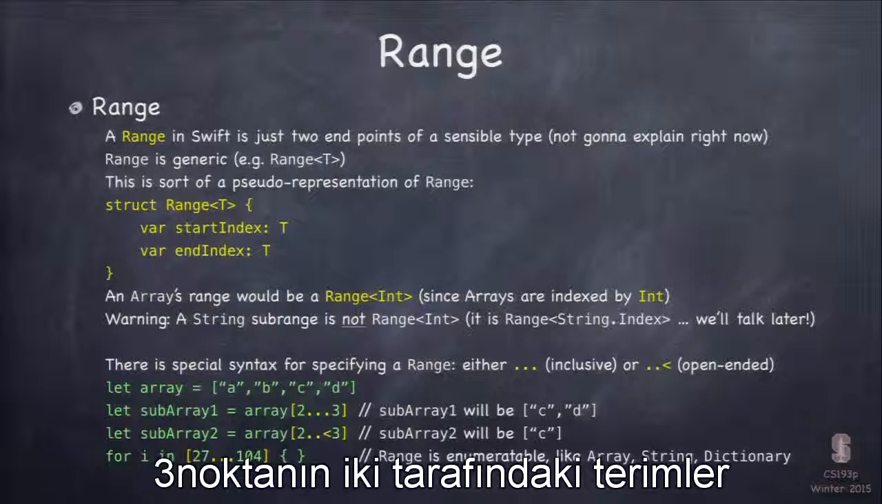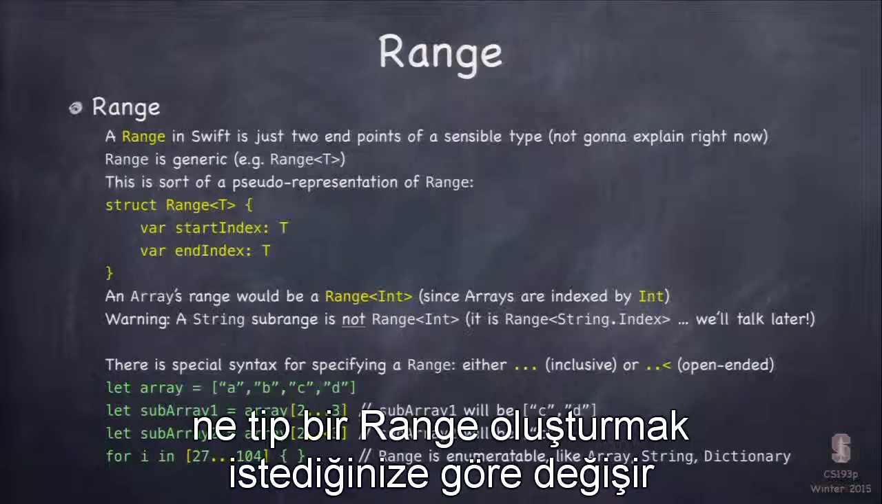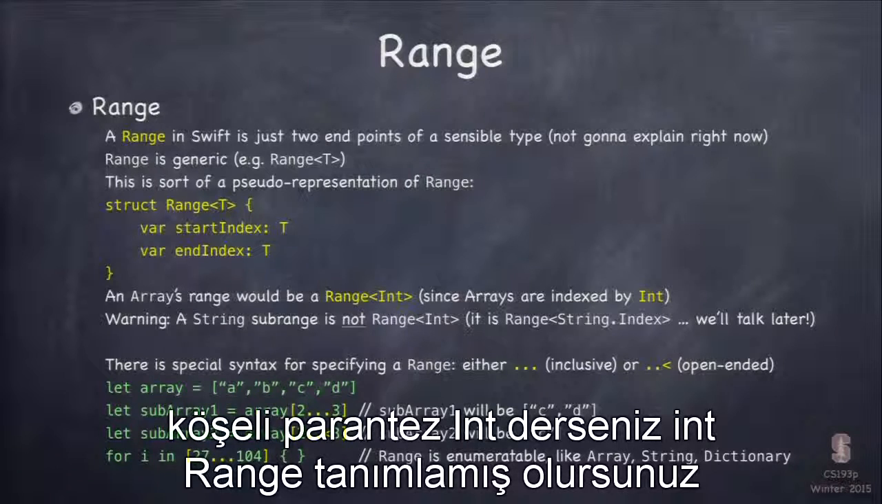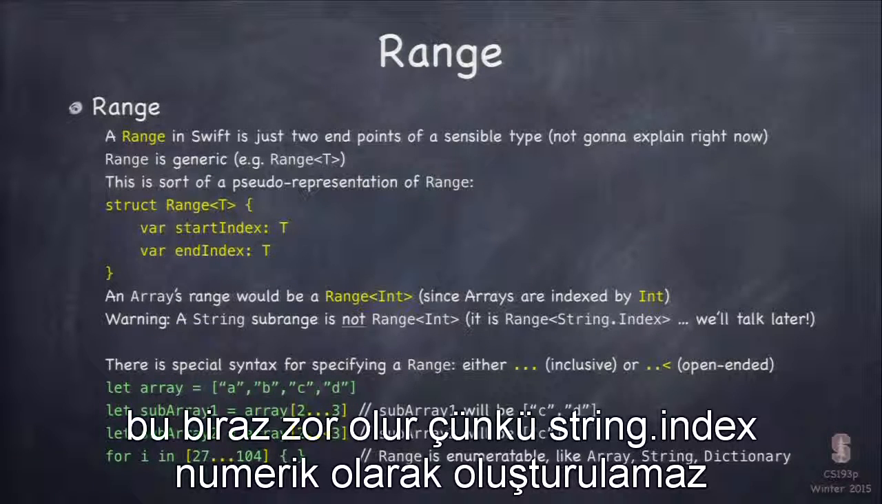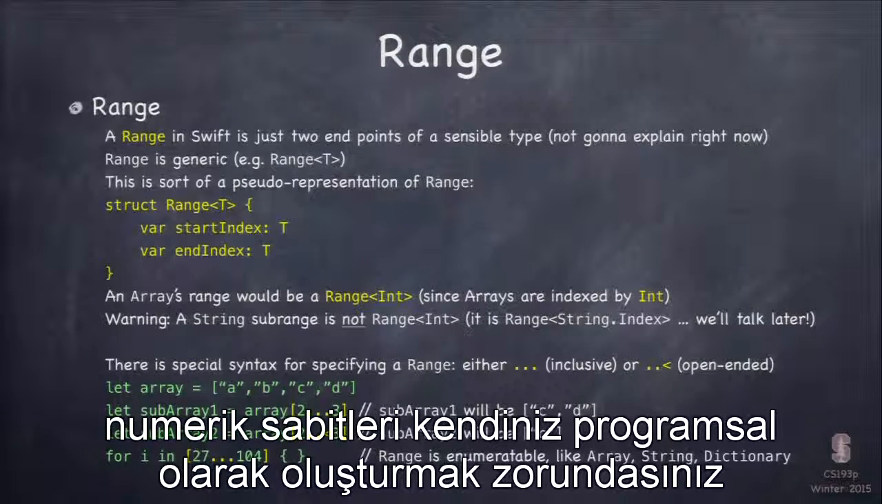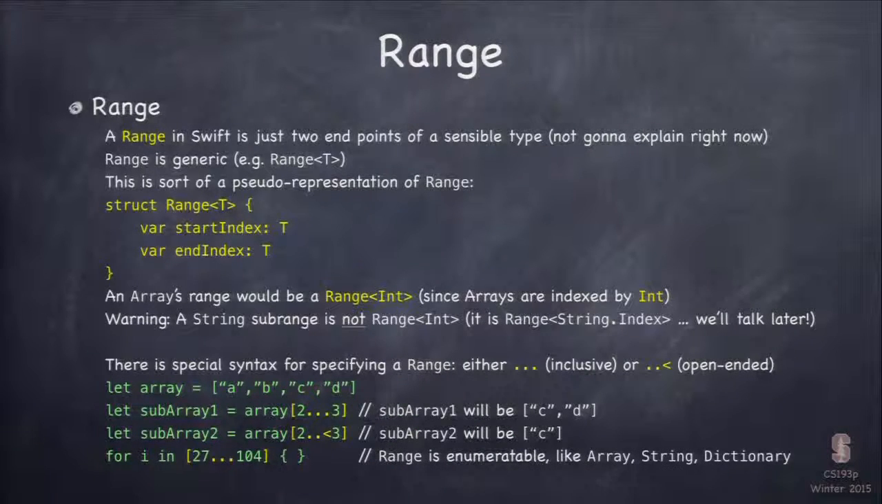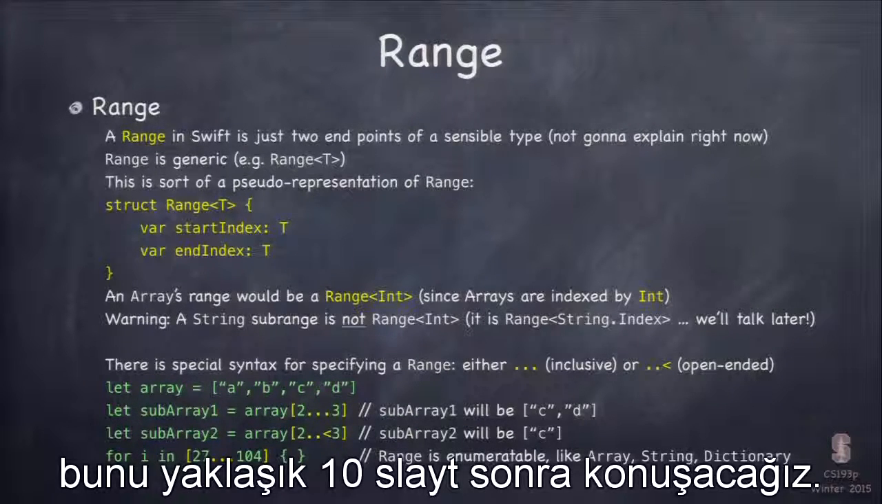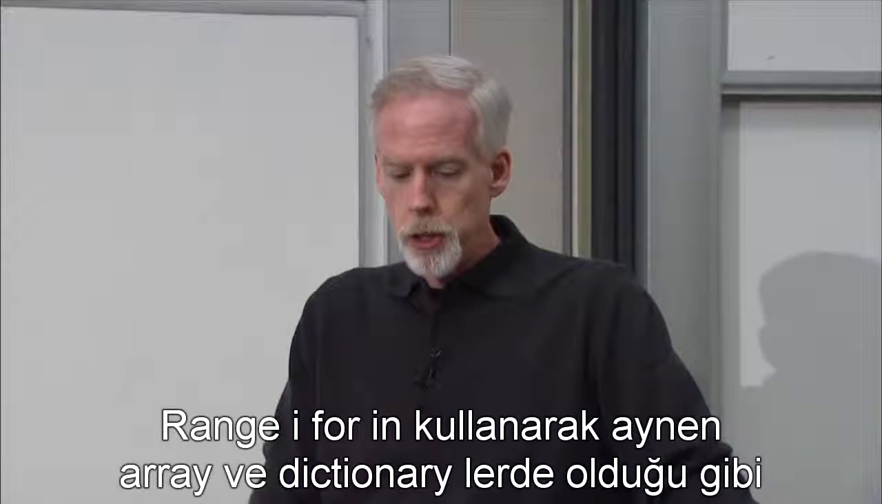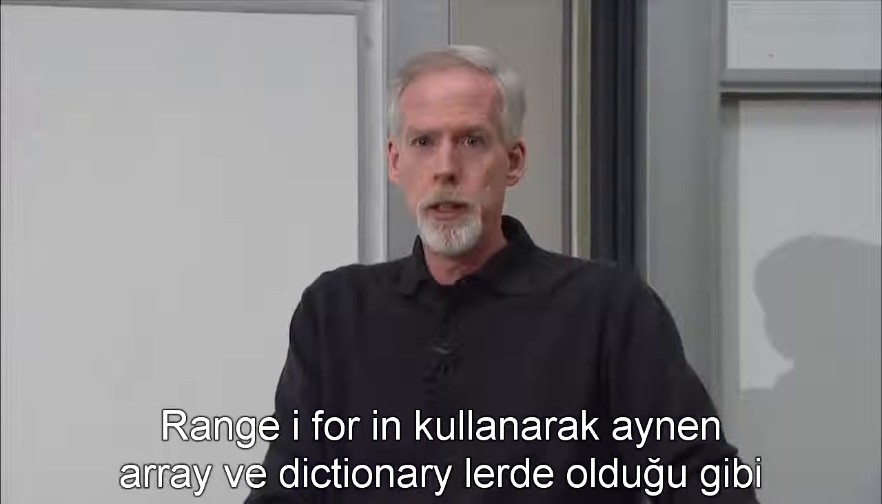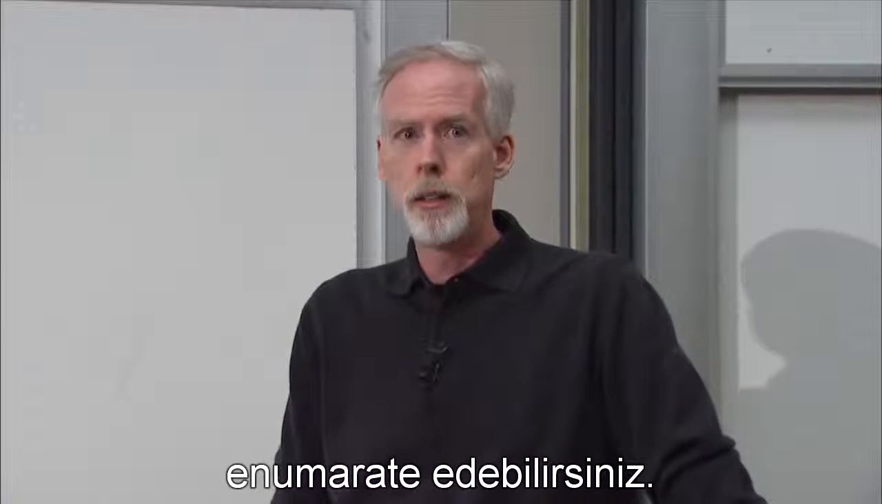Okay, and the things on either side of the dot dot dot depend on what kind of range you're creating. If you're creating an int range, a range of angle bracket int, then they'd be ints. But if you're doing a string, they have to be string.indexes. And that's a little harder to create because a string.index can't be created from a numeric literal. You have to create it programmatically. So we'll talk about that in about 10 slides or so. And you can enumerate a range using for in, just like we can with arrays and dictionaries.